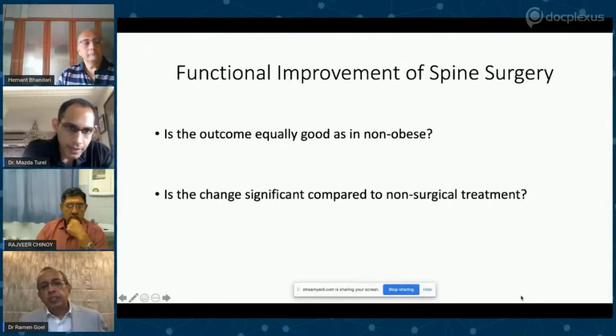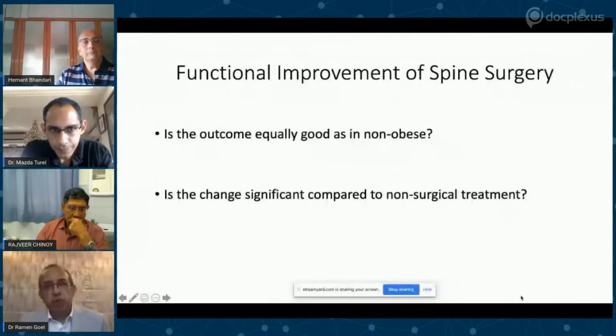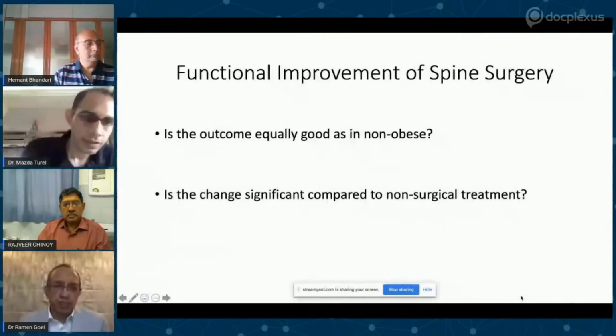Okay. The recovery, the healing, and going back to work may be prolonged, and activities of daily living might take longer to attain independently. But from a pain point of view, if you look at immediate relief as well as at 1 year, they would be comparable. So obviously there is a problem because of obesity, but compared to non-surgical treatment, is it a significant improvement in their life after spine surgery?